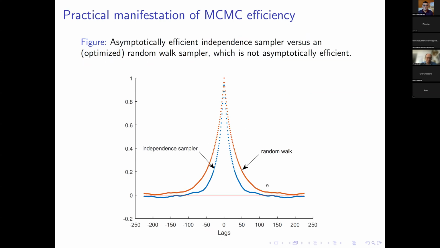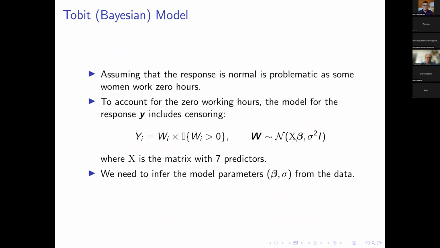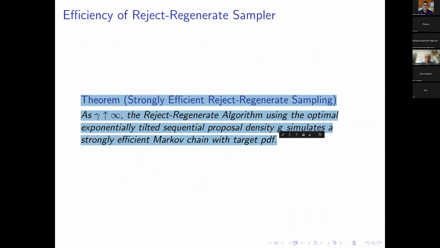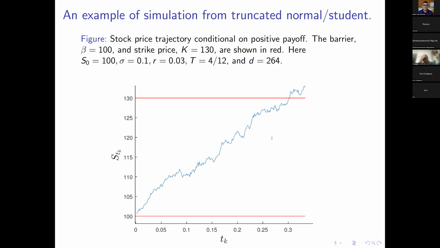And here's the effect of, so we have an independent sampler which is optimized to be asymptotically efficient with respect to rare events, and a random walk which is not optimized. And the point here is that the independent sampler is performing better because it's optimized. So that's just to illustrate the value of having a strongly efficient Markov chain in the rare event sense.